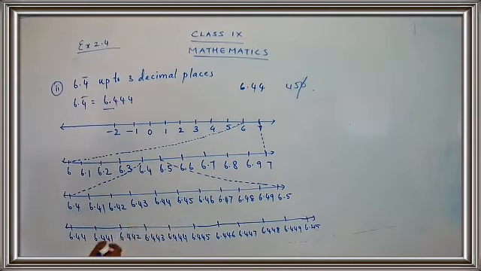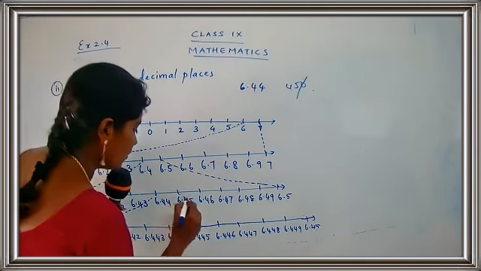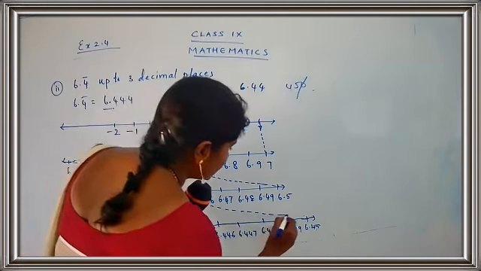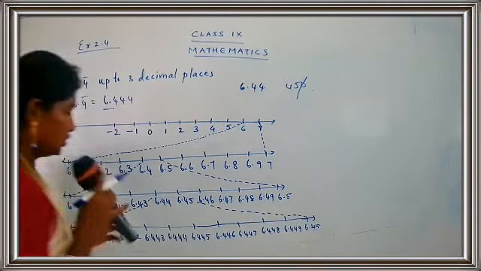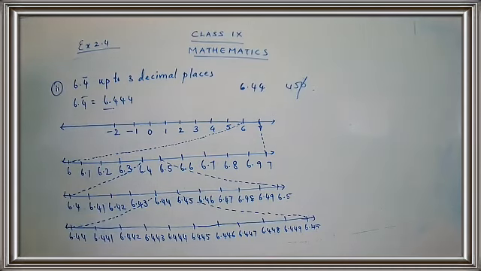Join the numbers. 6.44, yes, I have joined. And also you have to join 6.45. Join 6.44 and 6.45. Have you joined the numbers? So what we have done? We have magnified. We are magnifying 6.44 and 6.45.